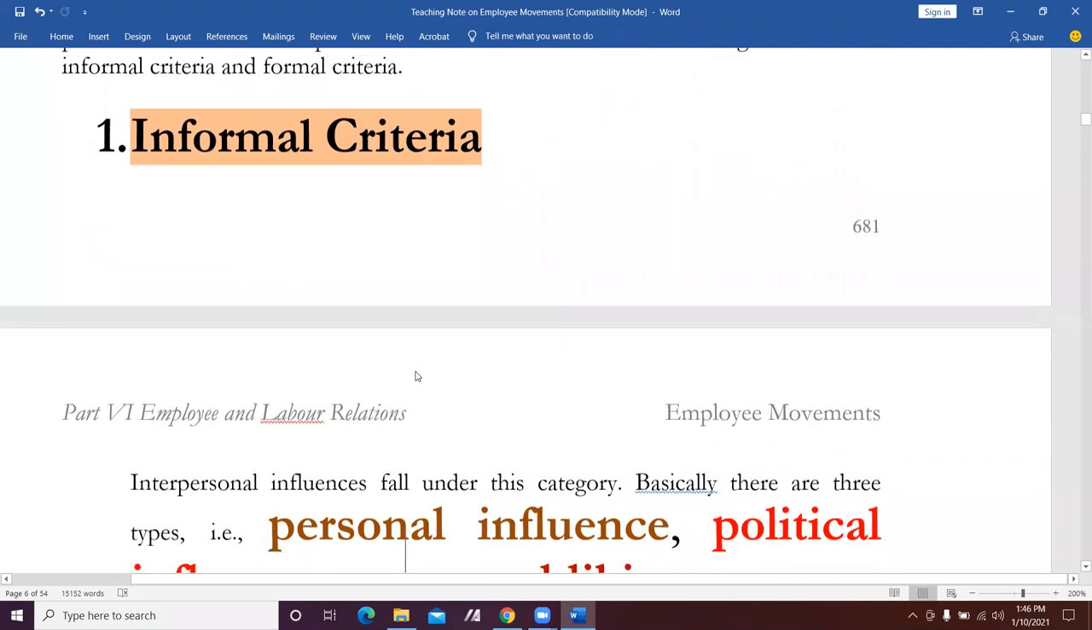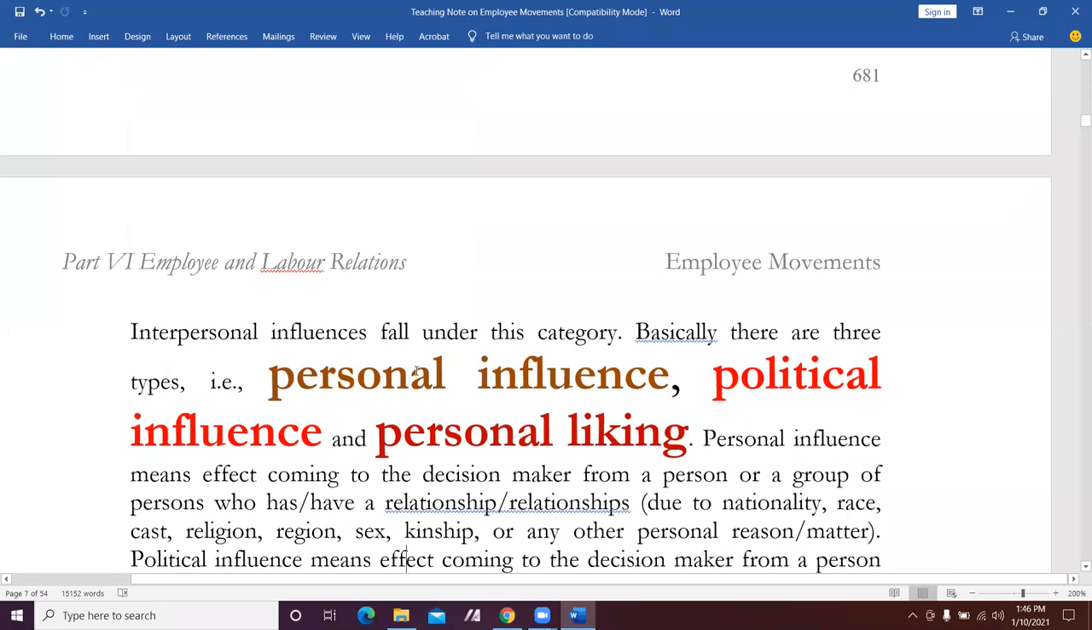So what are the informal criteria? Basically, there are three: personal influence, political influence, and personal liking. Political influence may be national, or domestic, internal. And personal liking: a decision maker may have a special personal liking to someone, also a personal disliking to another one. I think you can understand.